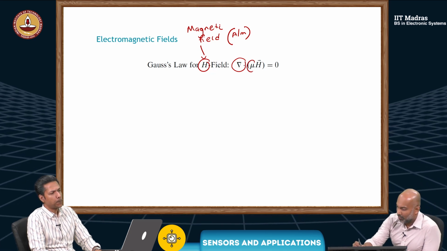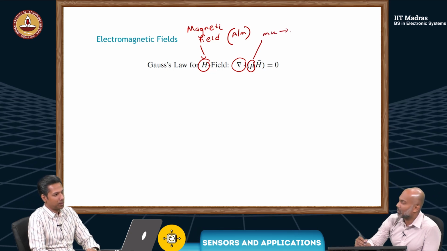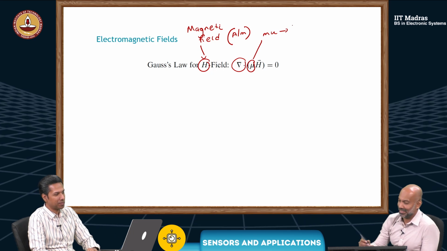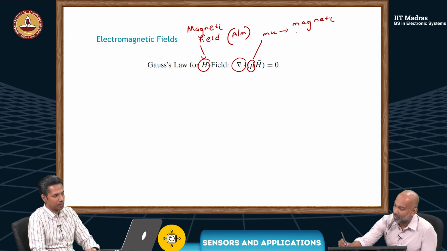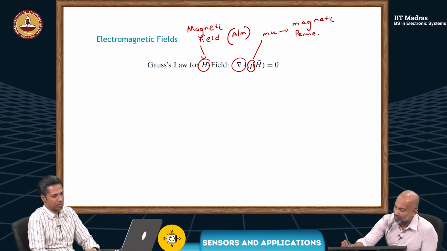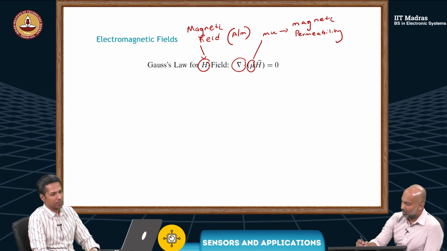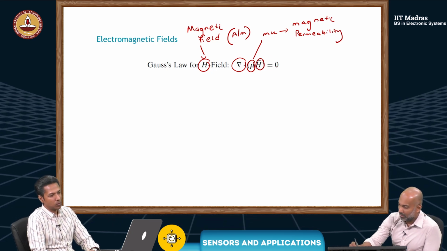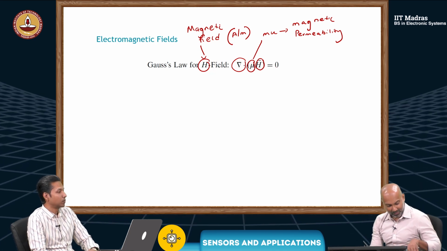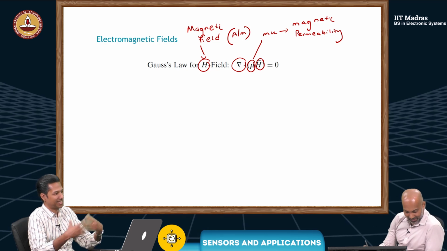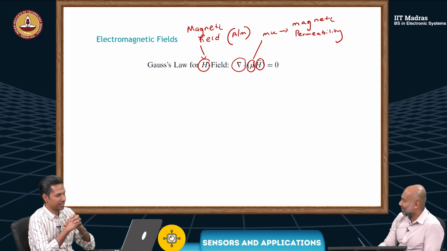Now, we also have this here, mu. Mu is what we call magnetic permeability. The divergence of B is equal to 0. So nothing diverges from a closed volume. That's interesting.